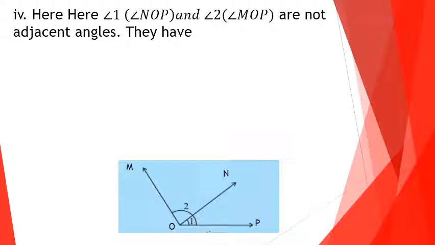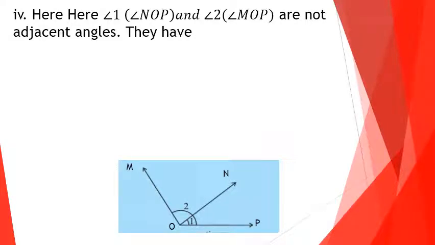Yes, they have the common arm. Can you say which is the common arm of this angle 1 and angle 2? It is ray OP. OP is the common arm. And what about the third condition? Non-common arms are on both sides of the common arm.